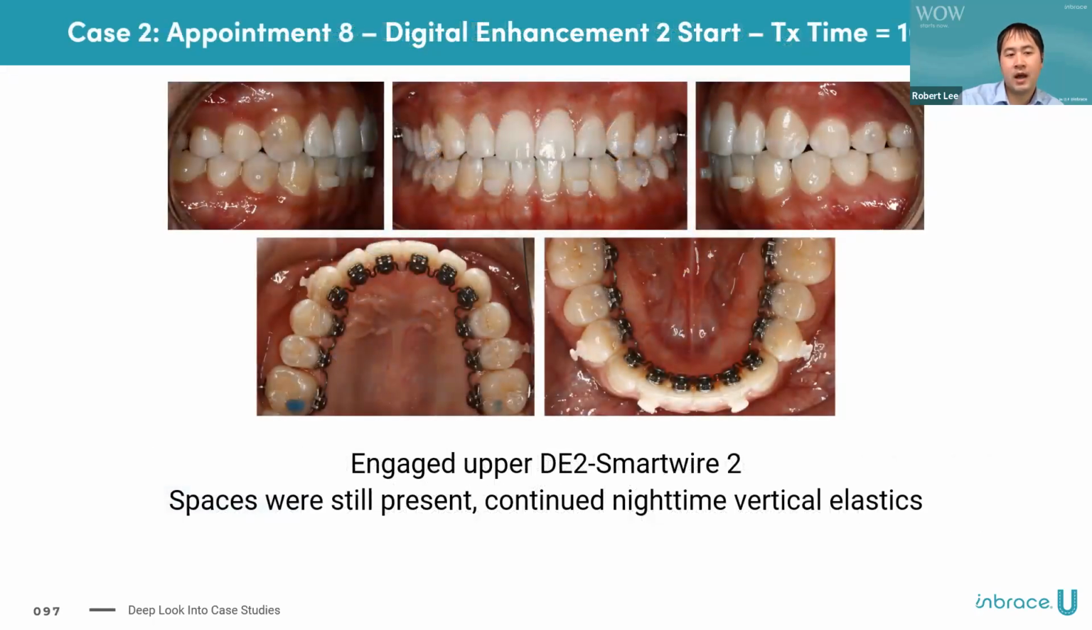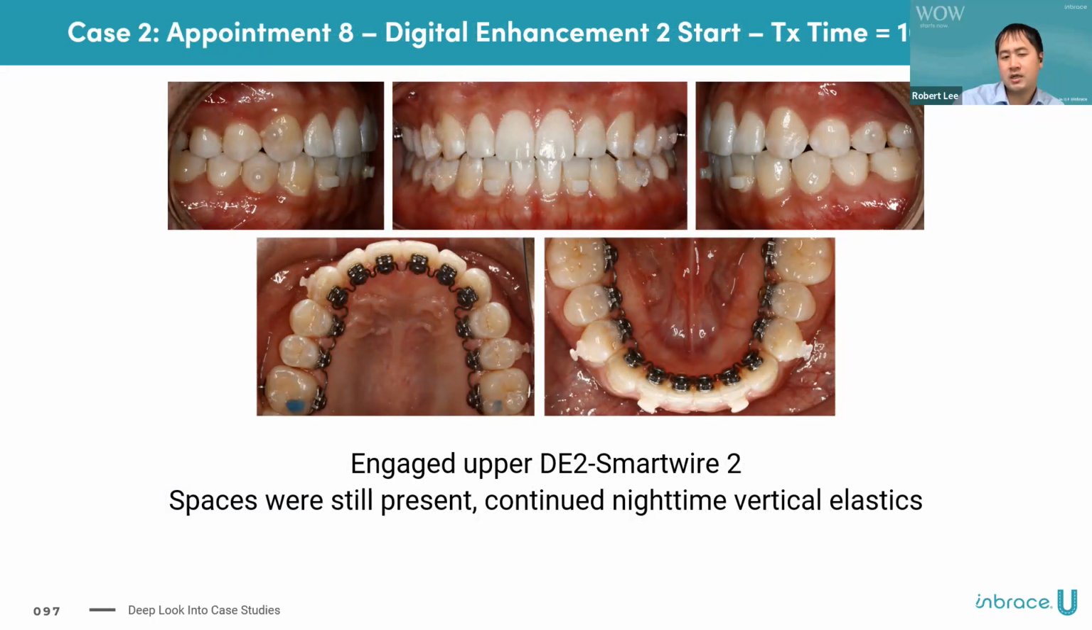So when the patient came back, the spaces were actually still present, even though I ran, again, the power chain on one side and the elastics on the other with the horizontal component. You can still see the space here. So the spaces did improve, I would say, especially on the upper left side where I ran the power chain.